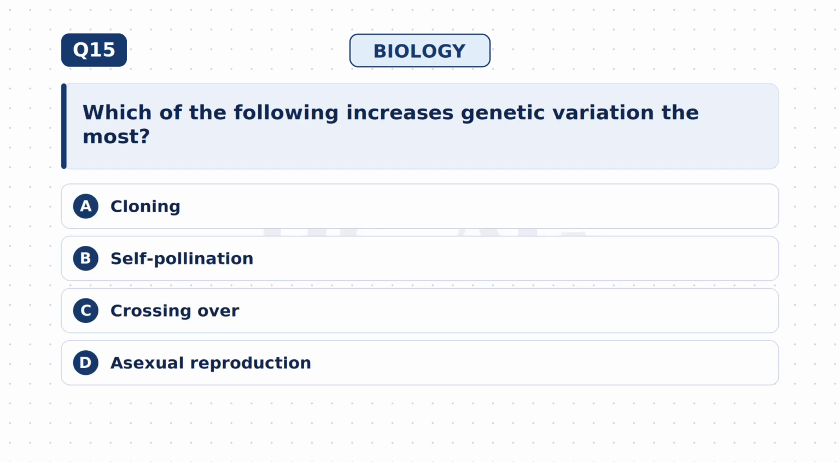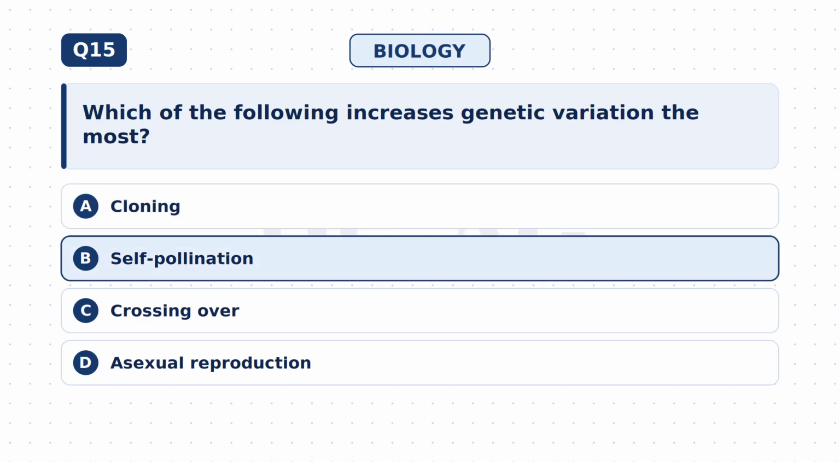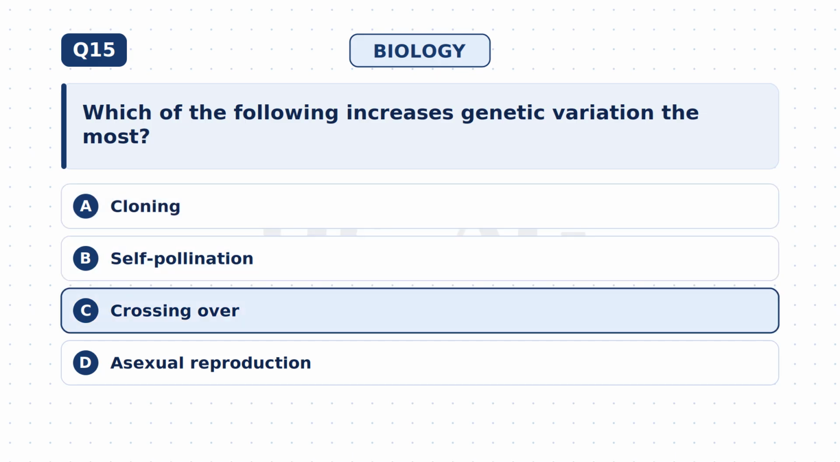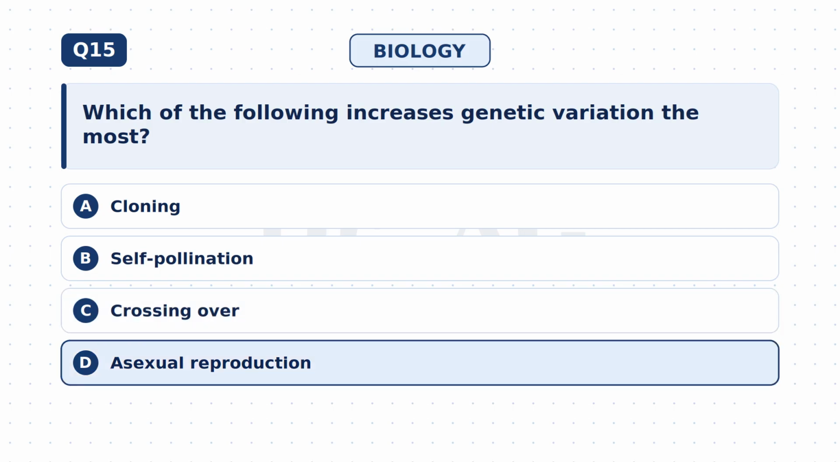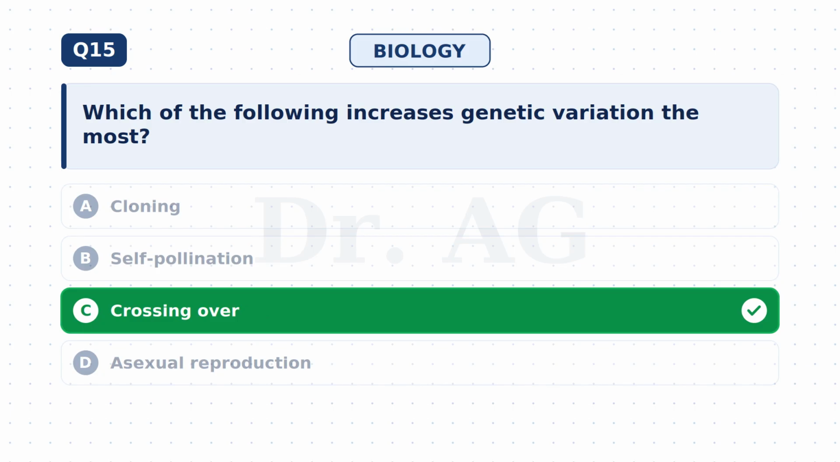Question 15. Which of the following increases genetic variation the most? Option A, cloning. Option B, self-pollination. Option C, crossing over. Option D, asexual reproduction. The correct answer is C, crossing over.